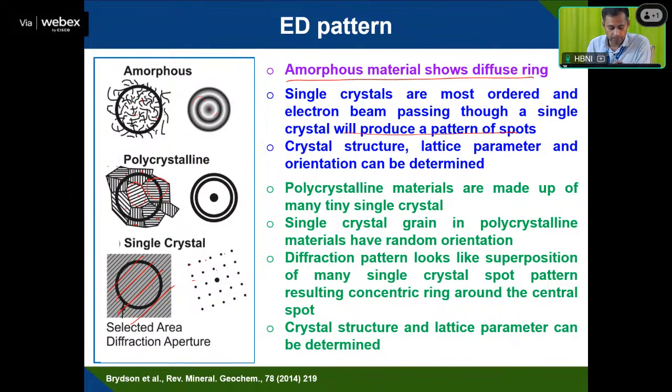Many crystalline grains are there, so what will happen? All those dots you are getting here will merge, and each dot will be found on the ring. They merge to produce a diffraction pattern that looks like a superposition of many single crystal spots, resulting in concentric rings in the case of polycrystalline material. The crystal structure and lattice parameter can be obtained from this electron diffraction pattern.